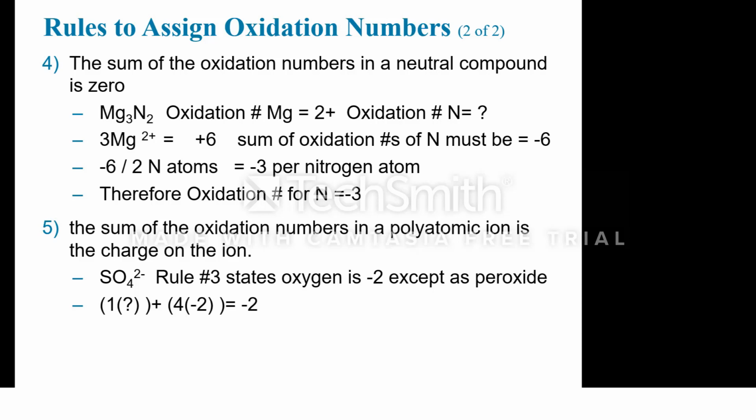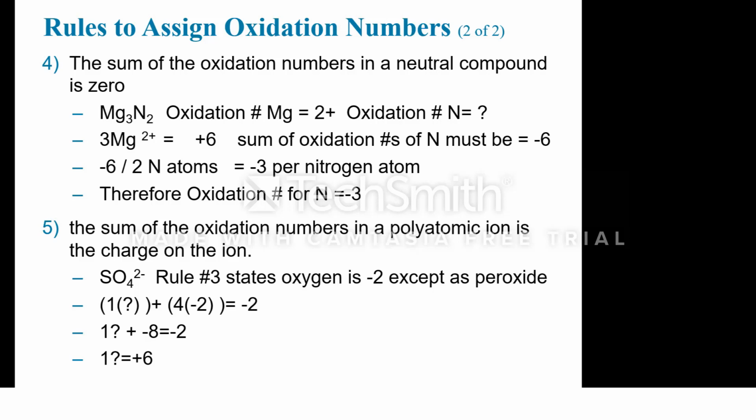Now we do our algebra and solve for our question mark. Now we solve for the oxidation number of sulfur. First multiply 4 times -2, that gives -8. We add +8 to each side of the equation, and that gives us 1 multiplied by question mark, and that equals +6. So the oxidation number of sulfur is +6.